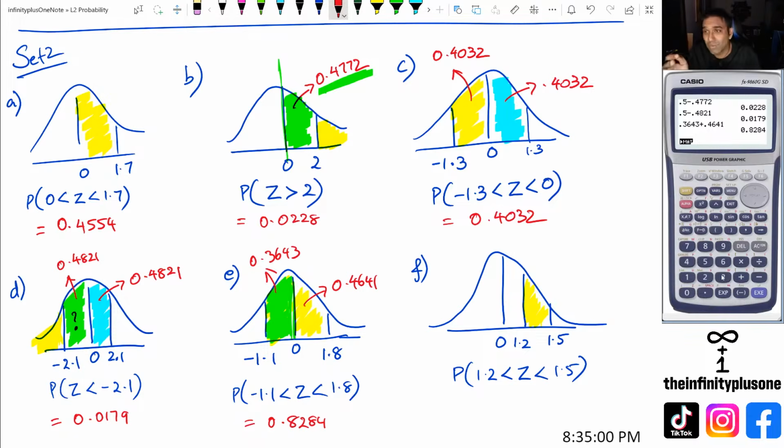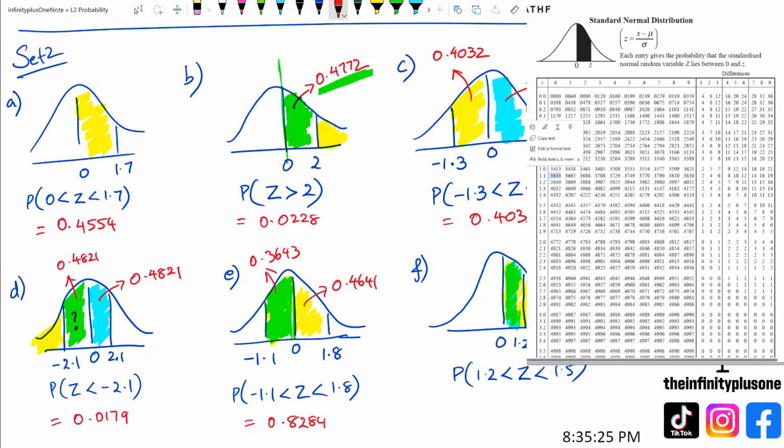And finally, we've got it between 1.5 to 1.2. This time, we have to subtract the probability, because when I calculate the probability for 1.5, the yellow part is going to be all of it. So it's going to include the 1.2. So I need to work out what between 0 to 1.2 is first. Then I need to work out between 0 to 1.5 and then subtract it. So let's go and have a look.